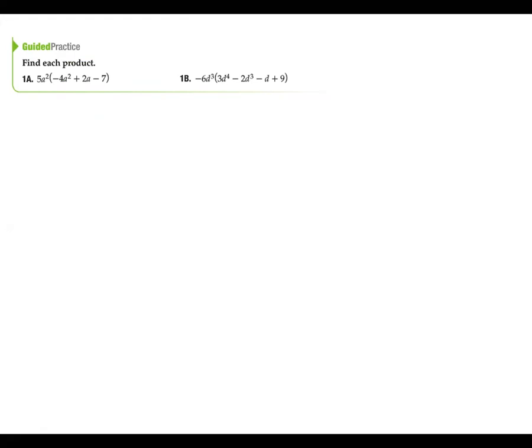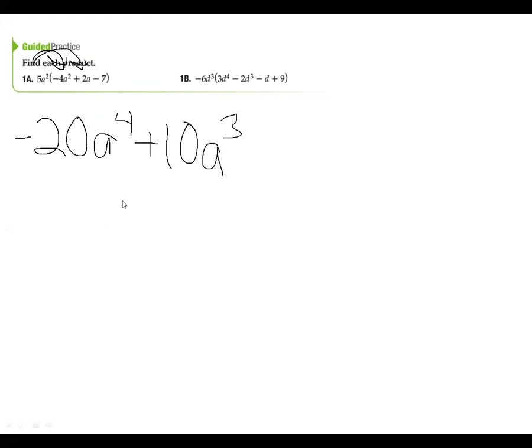All right, we're back. So the first one, you distribute the negative 5a squared, you get negative 20a to the 4th. To the 2a, you would get plus 10a cubed. Don't forget, when there's not an exponent on the a, it's understood to be a 1. So 2 plus 1 gives you an exponent of 3, times a negative 7 gives you negative 35a squared. All right, there we go for that one.